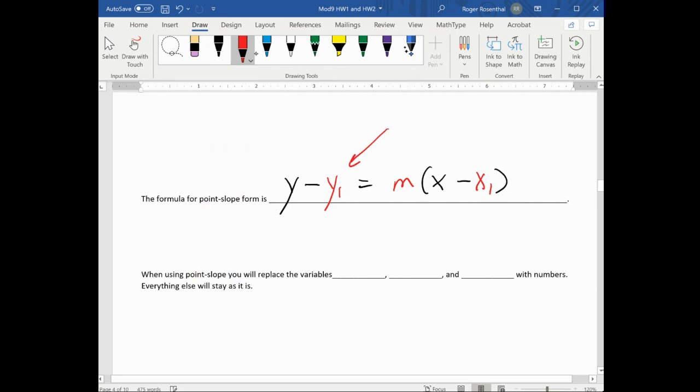All of the things that are in red, those are things you have to find numbers for. All the things in black, they will stay as they are. You won't replace numbers for those things. Now, don't worry about what that means, but you will see as we go along. So you're going to replace the y sub 1, the m, and the x sub 1 with numbers when you're using this formula.